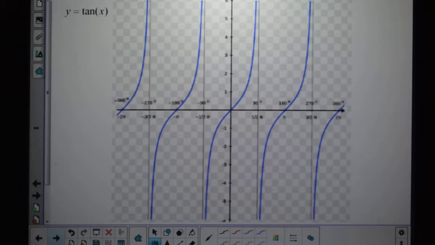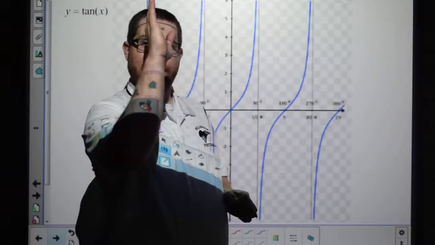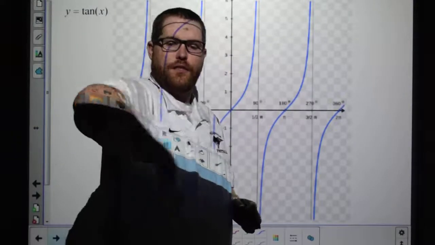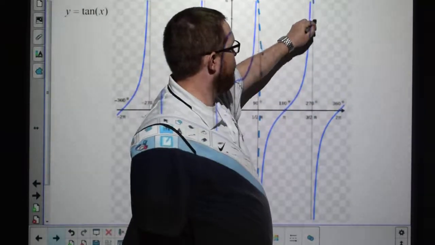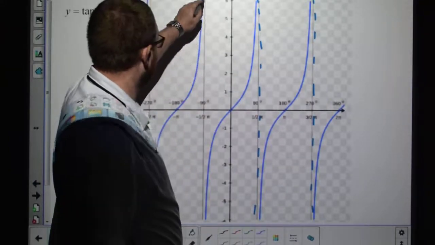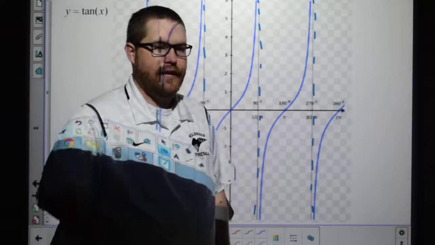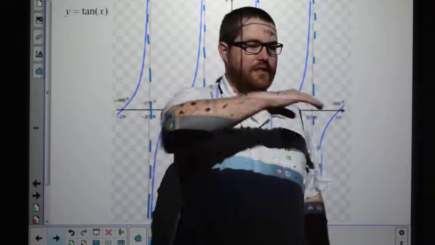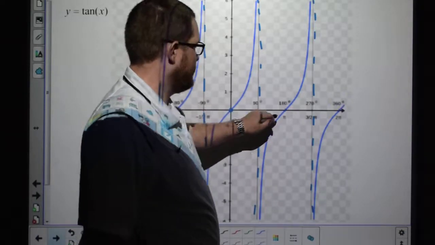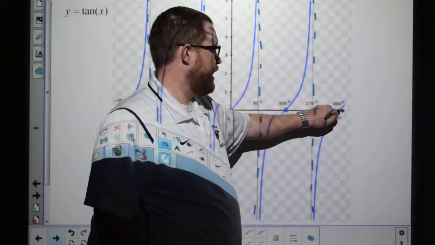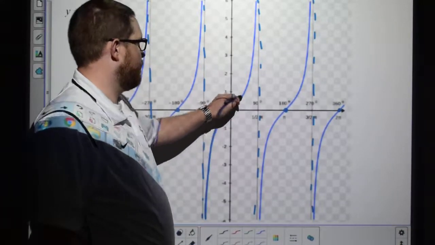Tangent's a little bit trickier. Remember, tangent is slope, and slope doesn't exist at 90 and at 270. So at pi over 2 and 3 pi over 2. That's why there are asymptotes here, at pi over 2 and 3 pi over 2. Same thing here. But since tangent is slope, that means that at 0 and at 180, so at 0 and pi, it's flat. So it has a slope of 0 at 0. It has a slope of 0 at pi, and at 2 pi, and at negative pi, and at negative 2 pi. And the general shape is this.